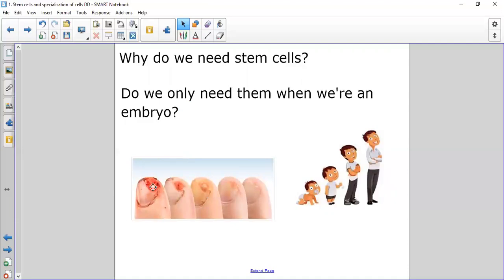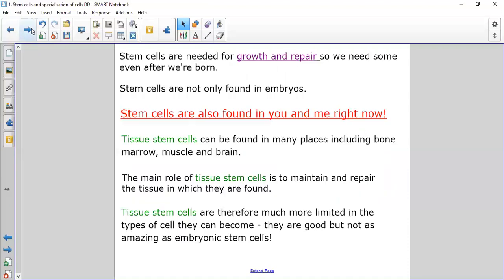This is somebody's finger with a chunk taken out of the top of it. There's a bit of nail missing there. And you can see that over time, it's healed, it's got better. And obviously this image is representing a baby becoming a toddler, young child, older child. So stem cells are needed for growth and repair. So we need stem cells even after we're born, because we still need to grow once we're born, and we still need to repair parts of our body that are worn out or were broken.